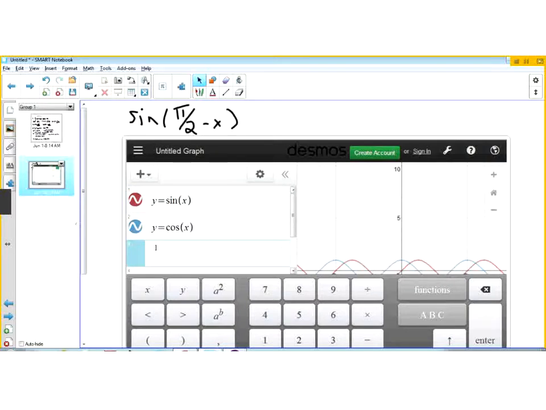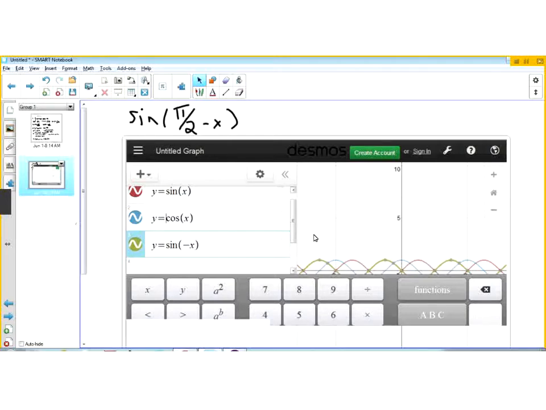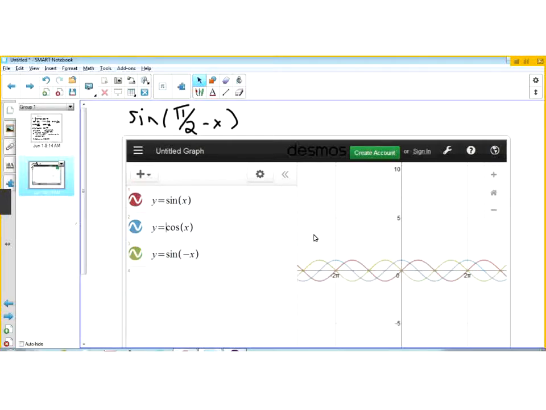I guess we have to go to the next one. Okay, so y is equal to the sine of negative x, which will be shown in green. As you can see from the graph, the green curve is not the same as the blue curve. So this would be the sine of negative x, shown in green.